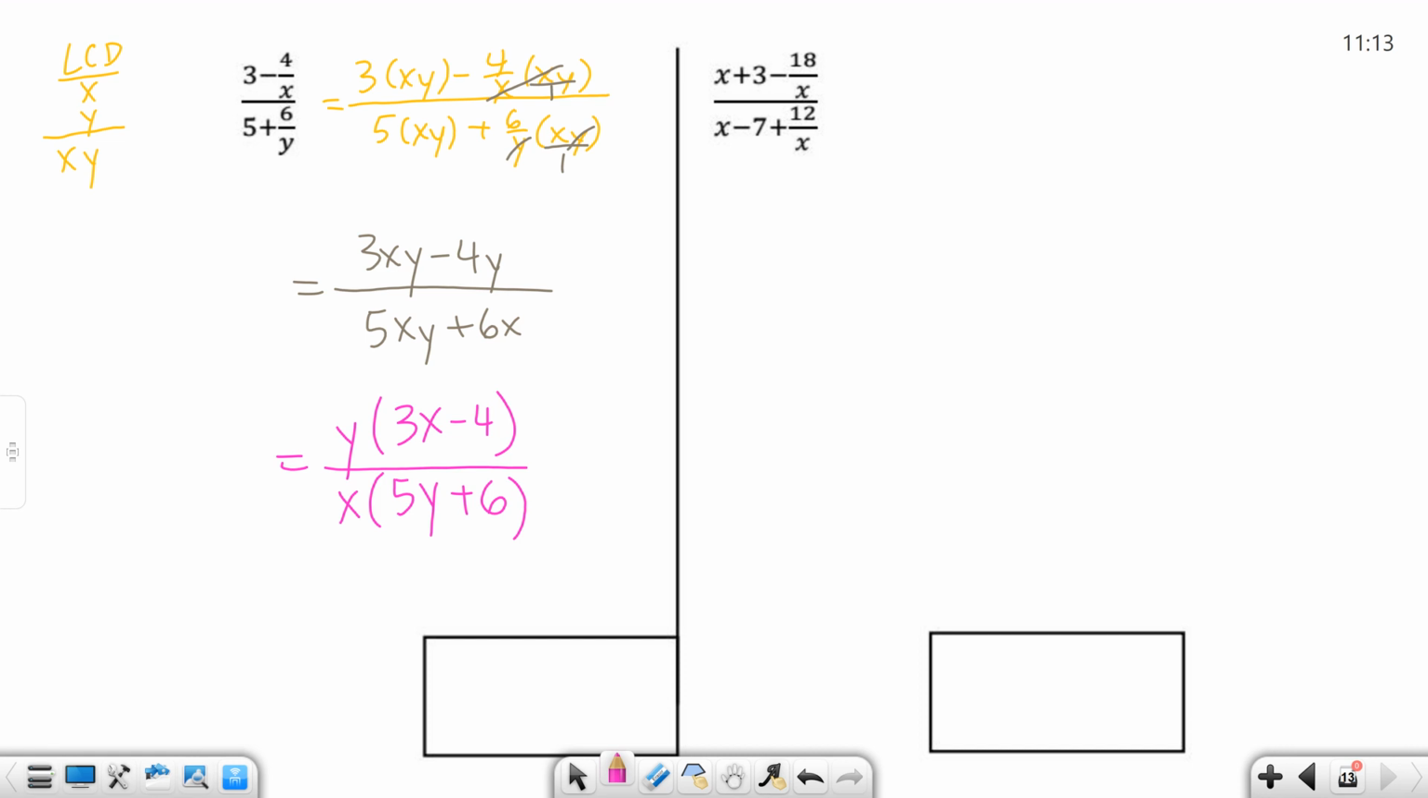Look, some of your teachers want you to distribute back out, if that's what they want you to do. I'm not going to do that. Because this right here screams to me, hey, guess what? Nothing else divides out, and I know it, and I'm proving it to you that I know it because I'm leaving it factored. Okay? So that's what I require from my students. I want them to leave it factored and prove to me they know nothing else divides out. So there it is: y times 3x minus 4 over x times 5y plus 6.